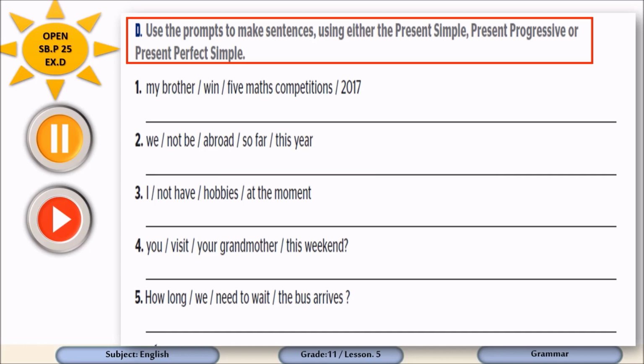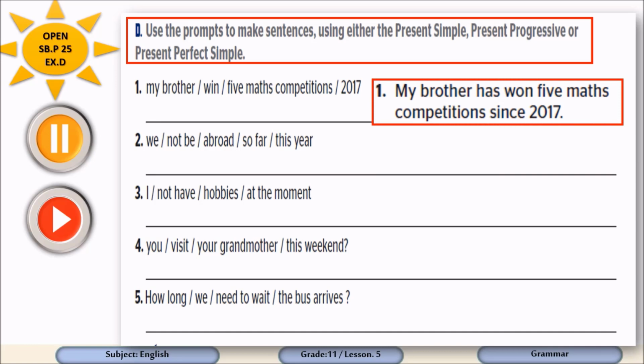Okay, now it's time to check the answers. Number 1, my brother won 5 math competitions 2017. The answer is, excellent. My brother has won 5 math competitions since 2017. So, the action happened and finished. It's 2017, but still has a result in the present time. That my brother is still proud that he won 5 math competitions.